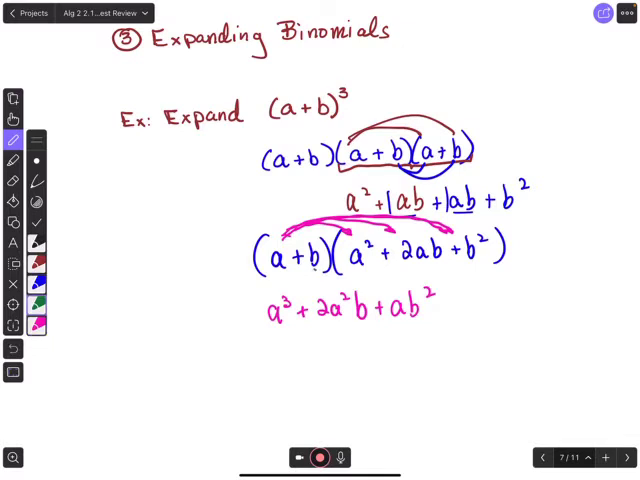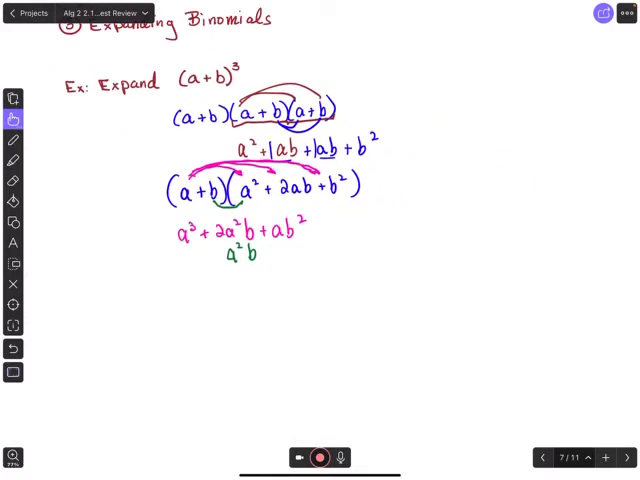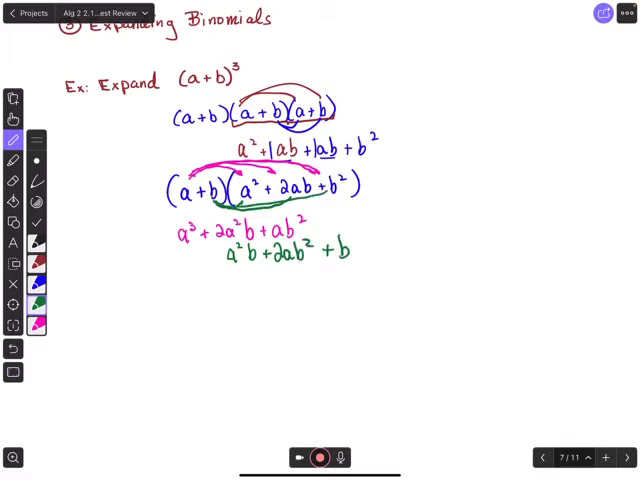Next, we're going to distribute the b. b times a squared is a squared b. I'm going to line that underneath this a squared b term. Then I'm going to take b times 2ab, so they already have a b in there, so that's going to be 2ab squared. And then lastly, b times b squared is b cubed.